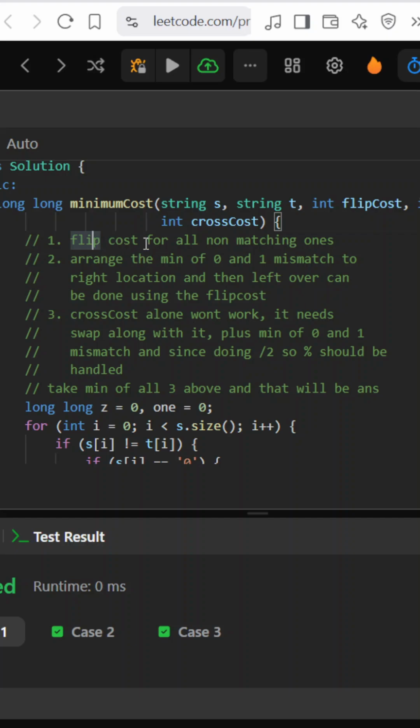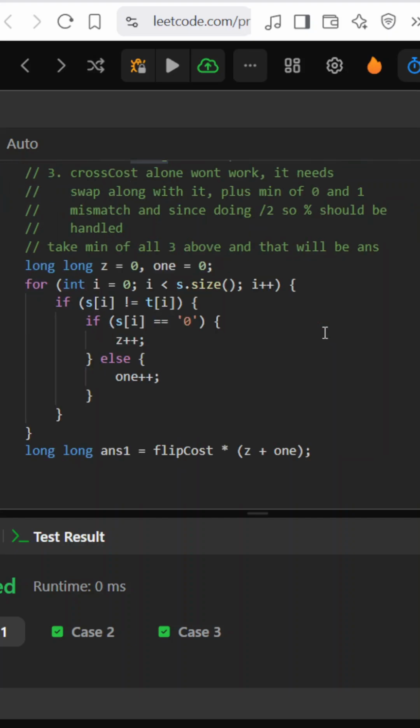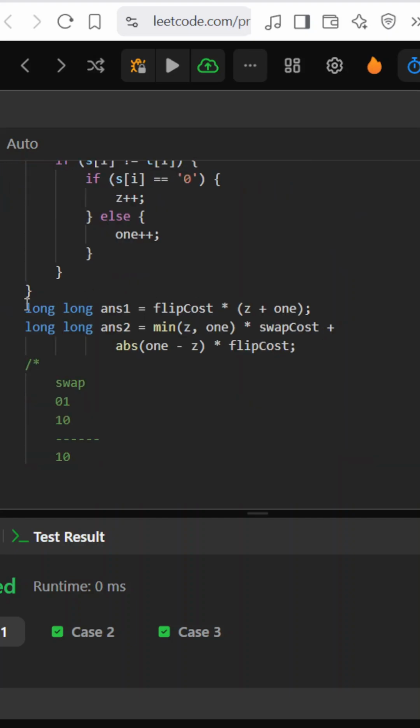For the mismatches, simply do the flip cost in either of the strings and you get the answer. So that is my one probable answer. Because the flip cost, swap cost and cross cost may vary numerically, I have to compare three of them. Another is arrange the minimum of 0 and 1 mismatch to the right location and then the leftover can be done using the flip cost. So this was our answer 1, that is we took the flip cost into Z and 1, that is the total number of mismatches.